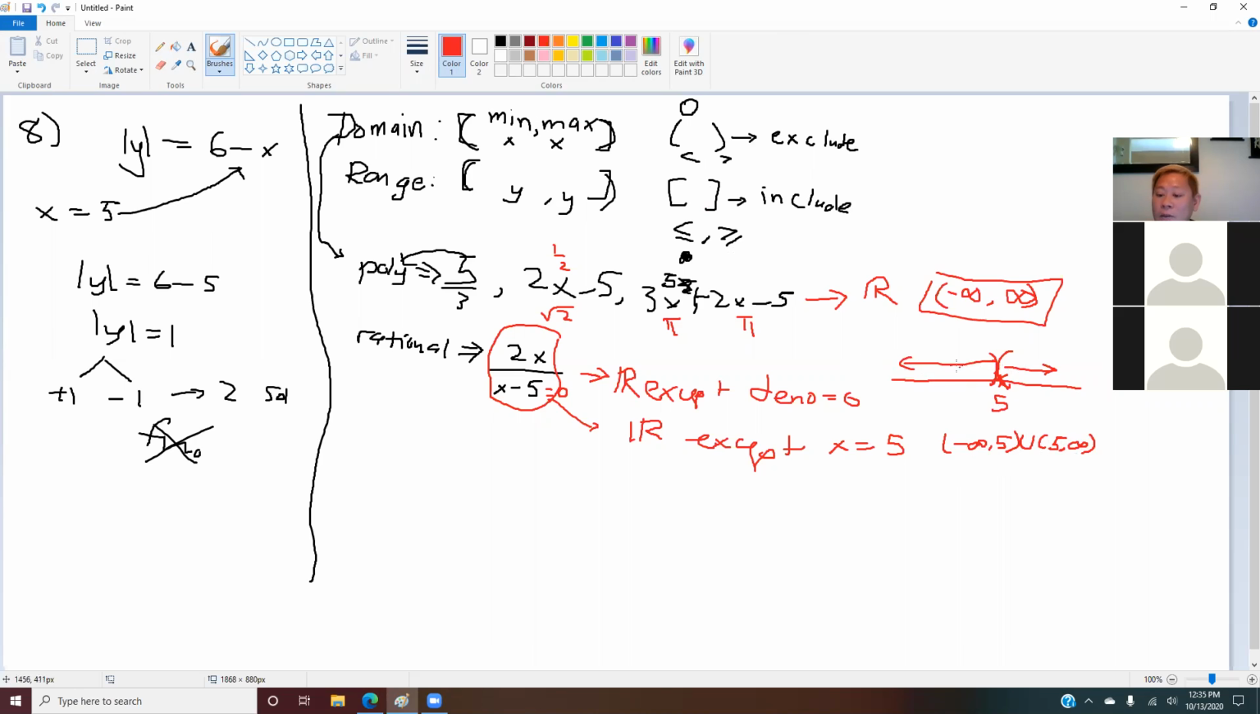So this is for this part, and this is for this part. And then you need the union next to it. So this is the domain for the rational functions. And the next one we have is square root.